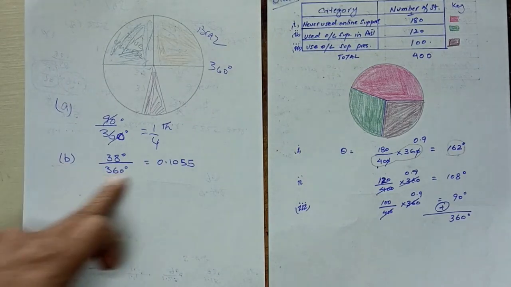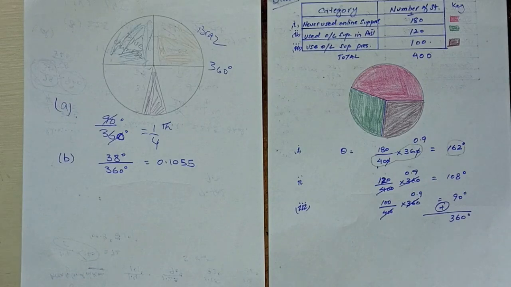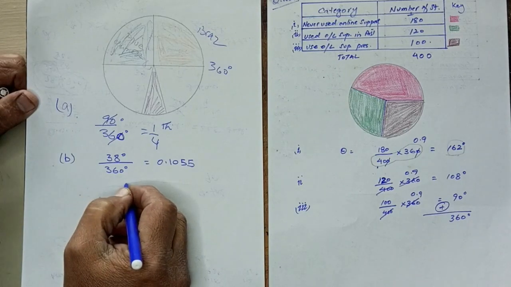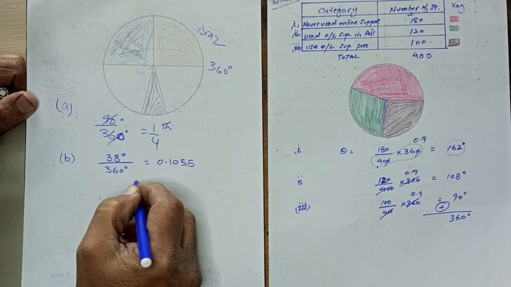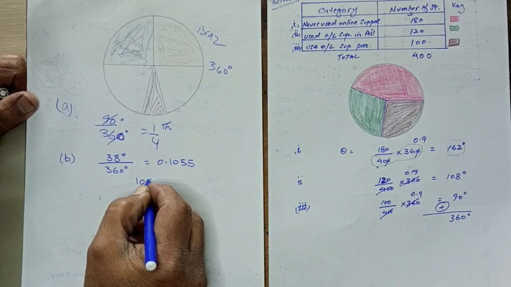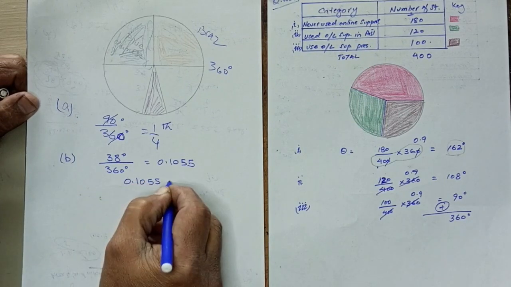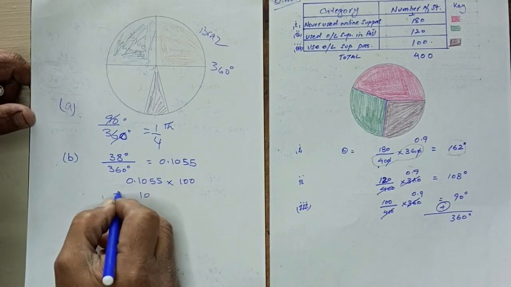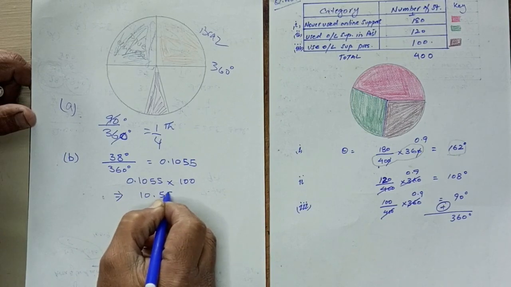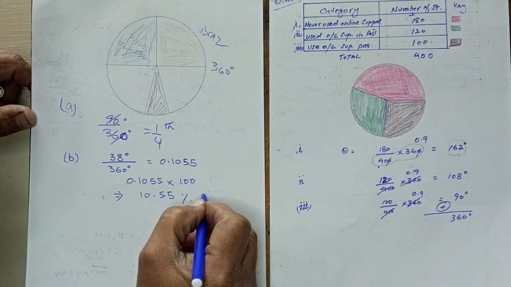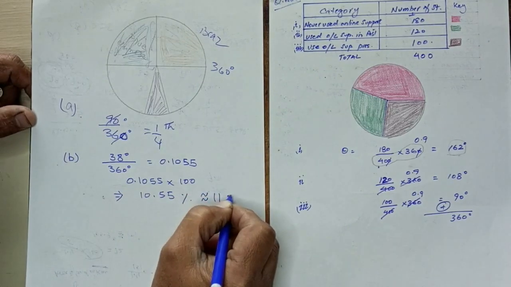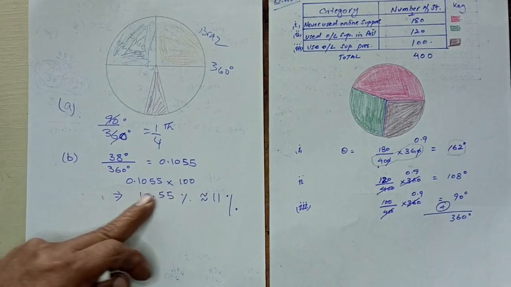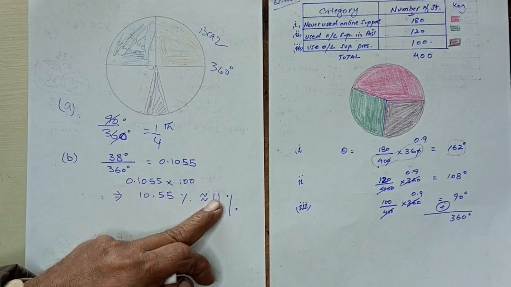Now this part B is asked in percentage. To convert it into percentage, we have to multiply it by 100. So 0.1055 multiplied by 100 will become 10.55%. That is almost equal to 11%, after rounding the 0.5 to the next higher position.